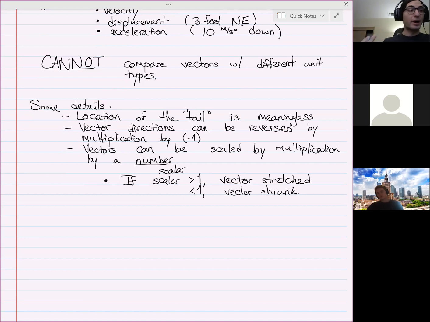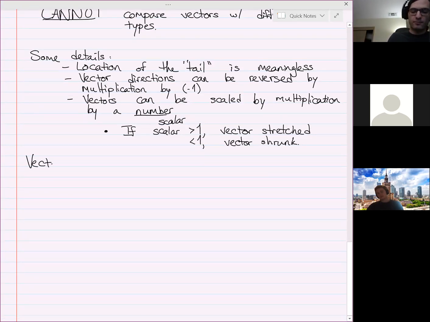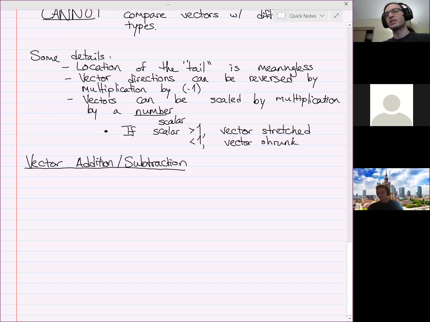So there's other things that you can do with vectors. You can add and subtract them. We know how to add and subtract scalars, i.e. numbers, right? 5 plus 2 is 7. 5 meters per second plus 8 meters per second is 13 meters per second. Fine. But vectors have a little bit more than just a value and a unit, right? They have a direction as well. So you can't just say that 5 meters per second west plus 8 meters per second north is 13 meters per second northwest. It doesn't work like that. Instead, you have to somehow combine the direction data with the magnitude data.